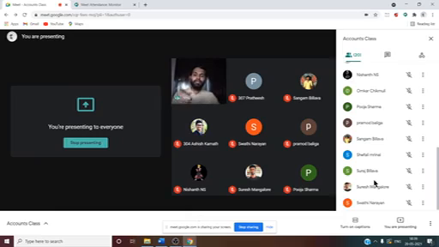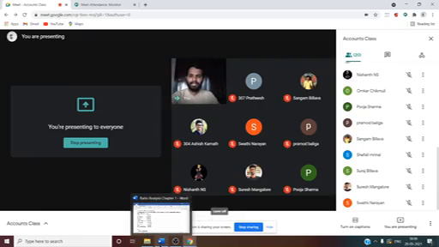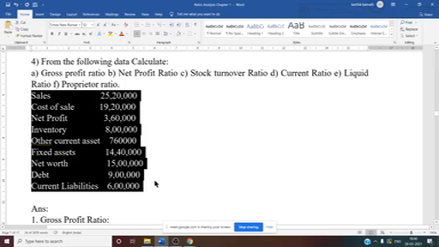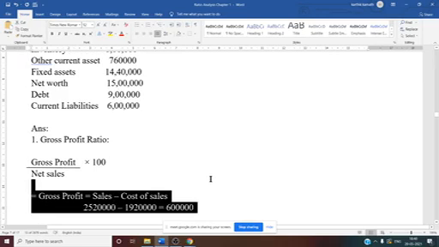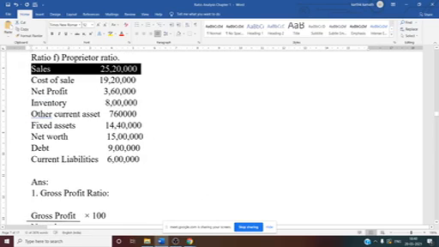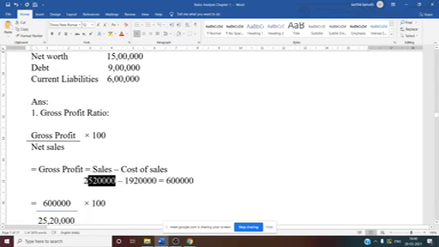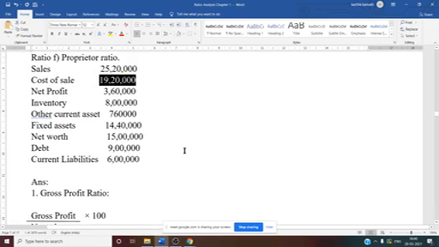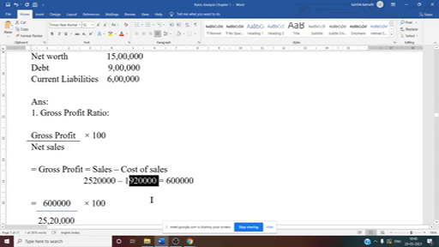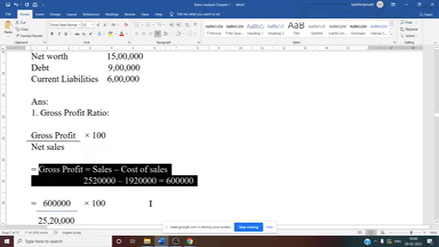In this question they have given you cost of sale. That is nothing but cost of goods sold, so both are one and the same. Now we want the gross profit ratio, so gross profit you can very easily calculate. Gross profit is equal to sale minus cost of sale. Sale is directly given in the question, 25 lakh 20,000. Minus cost of sale, that is 19 lakh 20,000. Find the difference. The difference is gross profit, that is 6 lakh.